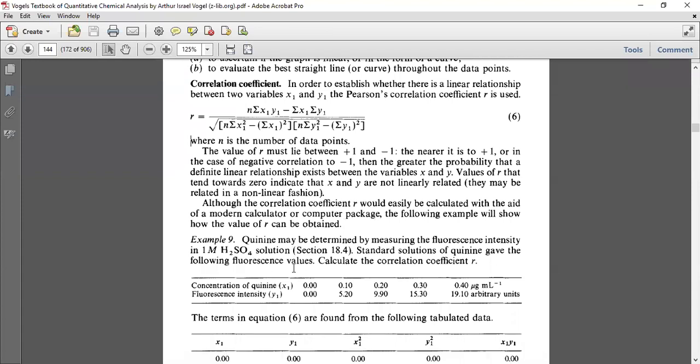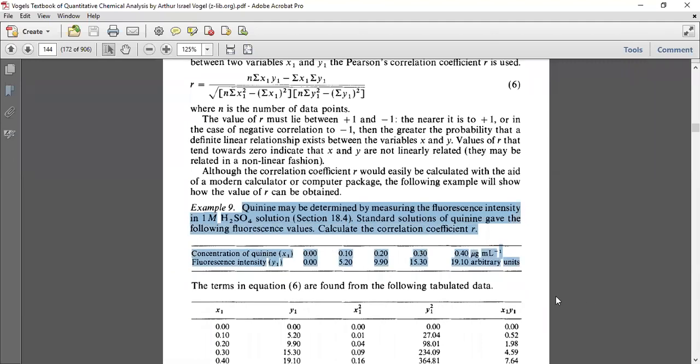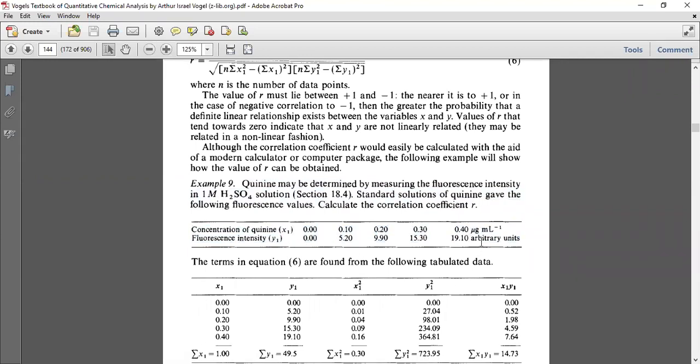So you see, this is an example. You will get this kind of problem in the exam. Quinine may be determined by measuring the fluorescence intensity in sulfuric acid solution. Standard solutions of quinine give the following fluorescence values. Calculate the correlation coefficient. Whatever is highlighted is the problem for you, and we have to find out the correlation coefficient, the R. So what is the given information? Concentration of quinine 0.0, 0.10, 0.20, 0.30, and with respect to that, the intensity on the instrument. All these are arbitrary units, for example.